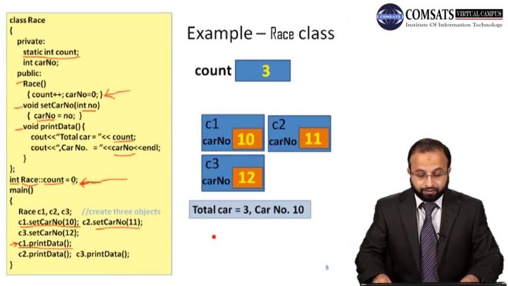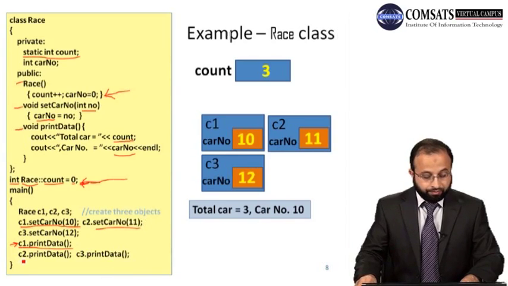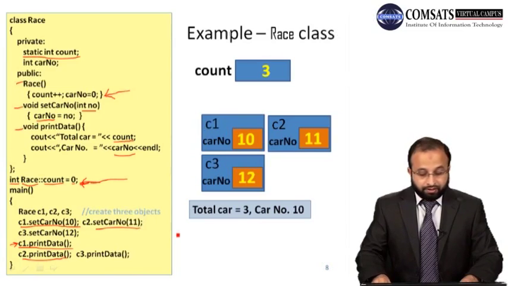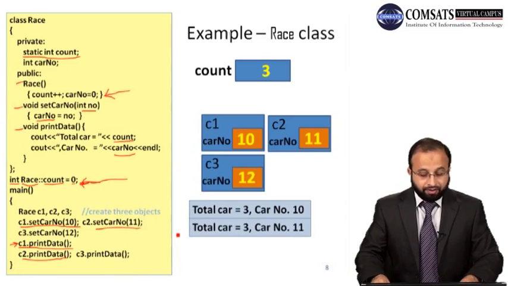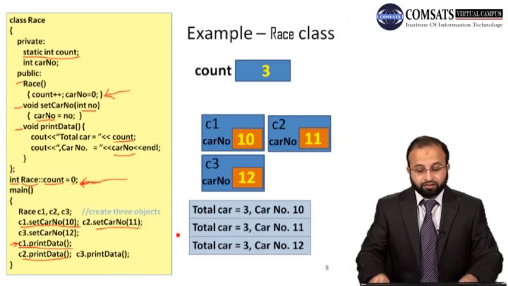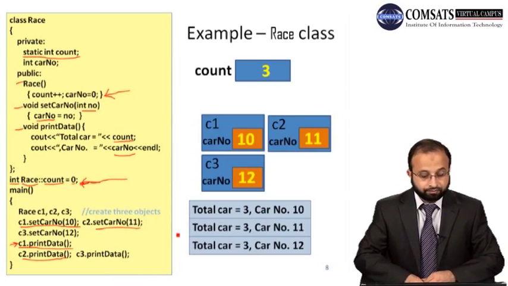car number is 10, right? Print data function is executed with object C2. Then it displays the message total car 3, car number is 11. Then this function is executed with C3. It displays the message total car 3 and car number is 12. Right?